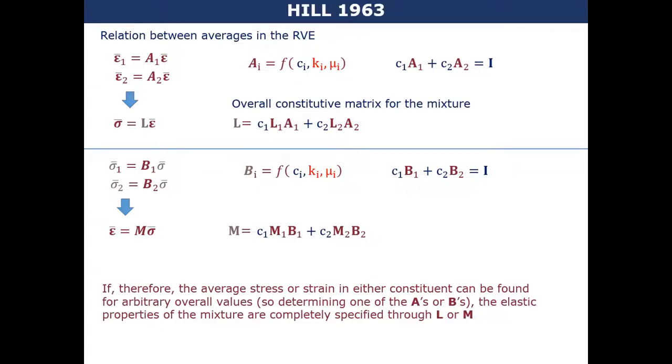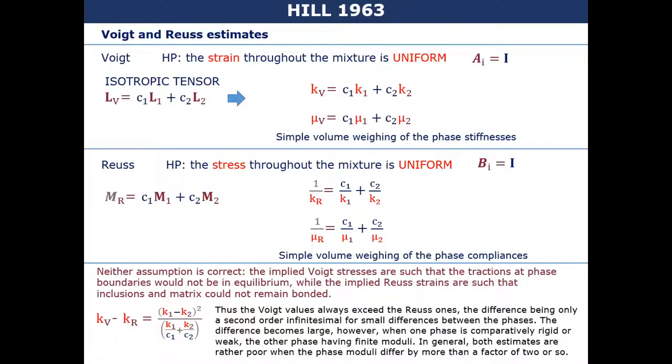Hill says that if one is able to determine these A1 and A2, or B1 and B2, it is possible to obtain these closed form relations. And this was the first important result in the work of Hill. Then he reviewed the work of Voigt and Reuss. And so here you can see the expressions of the bulk modulus and shear modulus descending from the Voigt assumption and the Reuss assumption in the case of two isotropic phases.